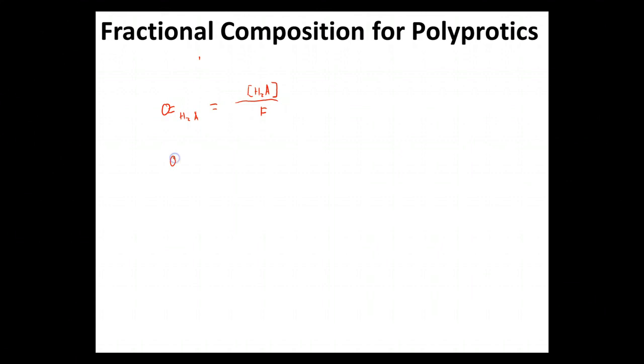And we can do that for our other two species as well, for our HA minus and our fraction for our A2 minus. And of course my handwriting and my alphas have always been notoriously nasty looking, so I do apologize for that. So once I fill out the rest, that's what these all would look like. And they're exactly what you'd expect. Concentration of that form divided by formal concentration gives you alpha.